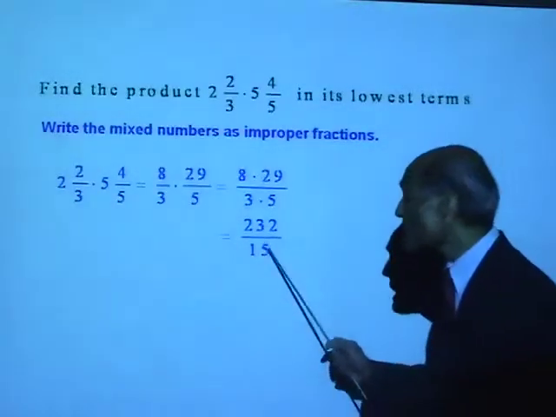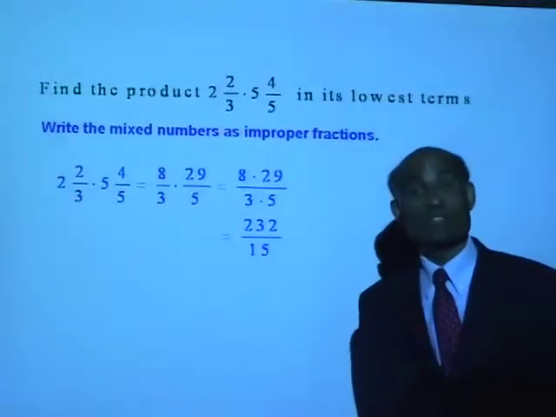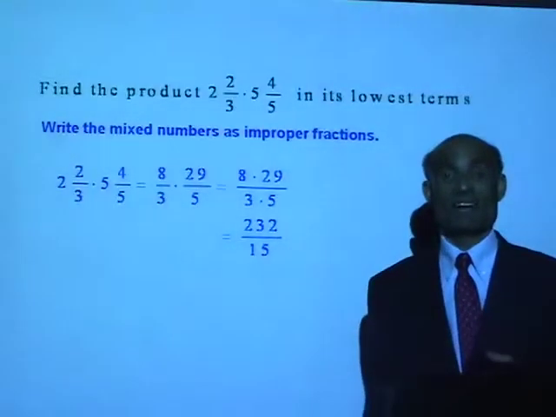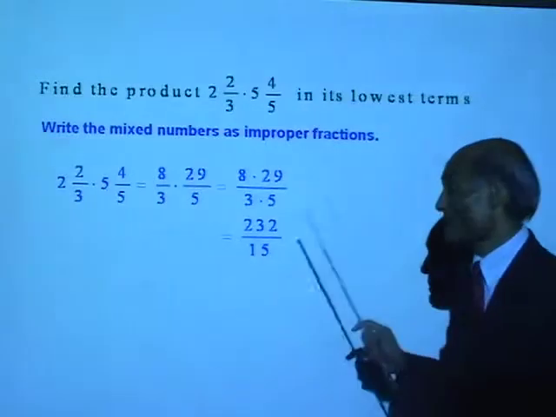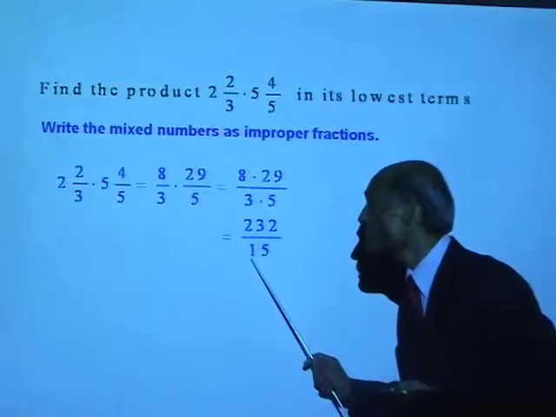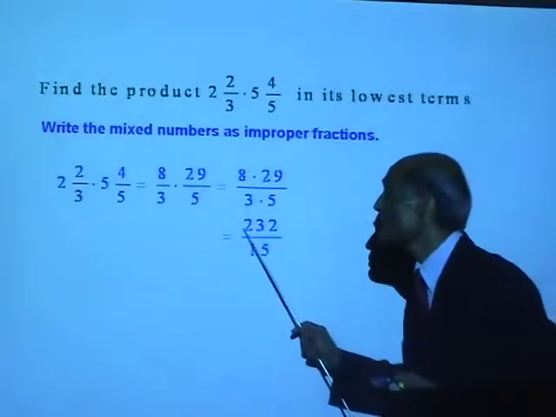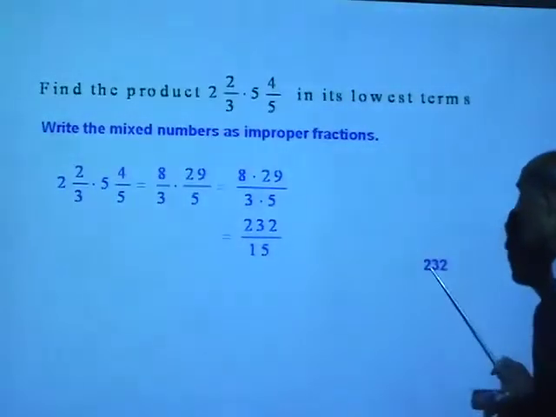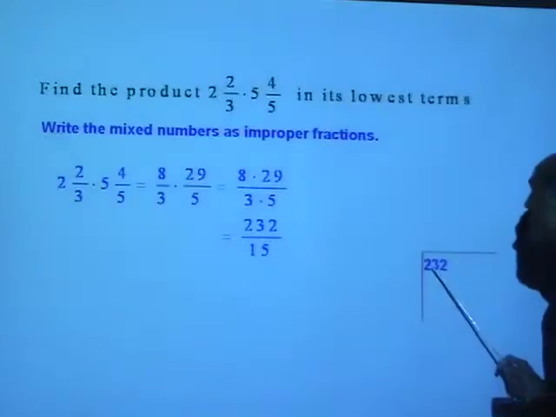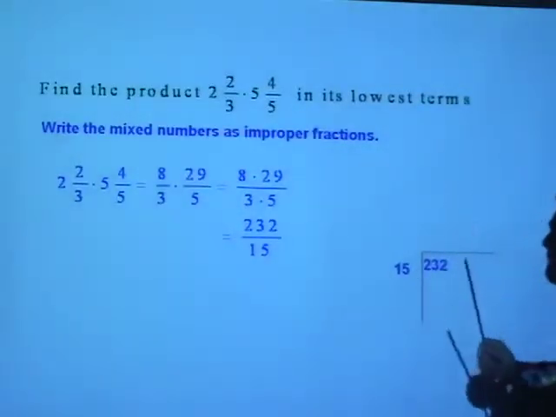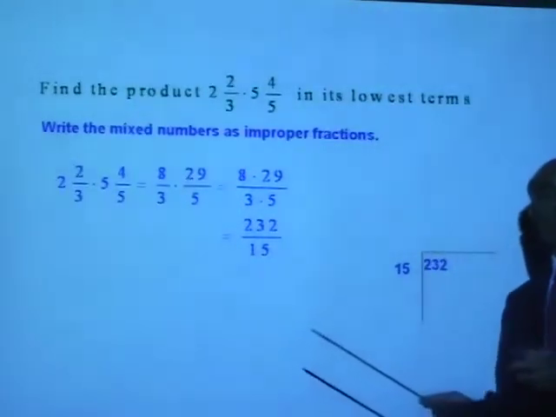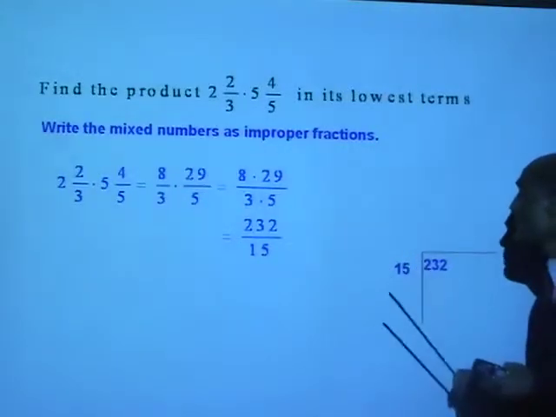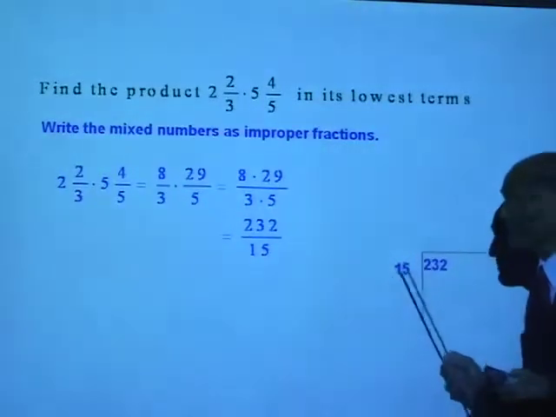Well, we need to write the answer as a mixed number. How would you do that? The question is, how many 15s can be taken out of 232? Alright, so let's come over here and divide 232 by 15. How many 15s can be taken out of 232? Alright, tell me how to do that.